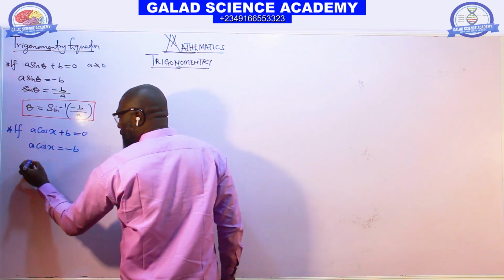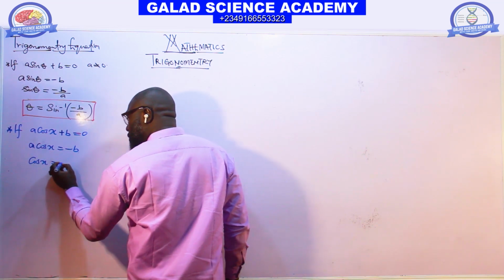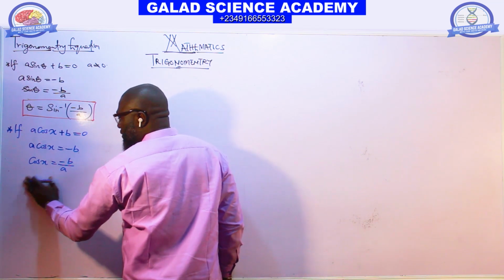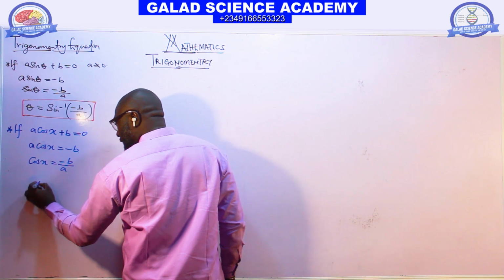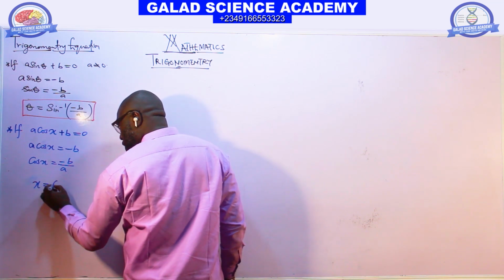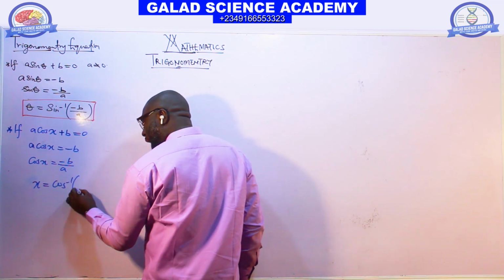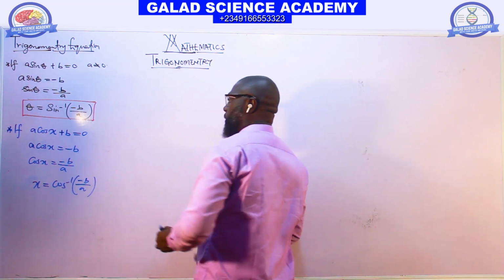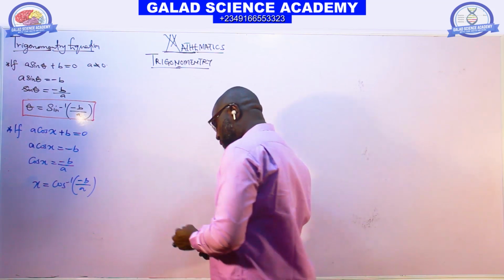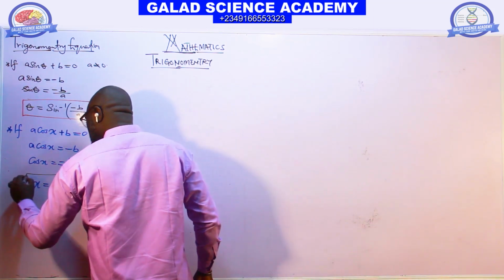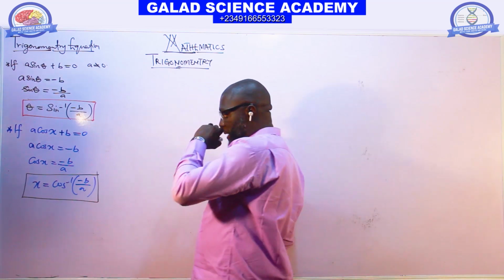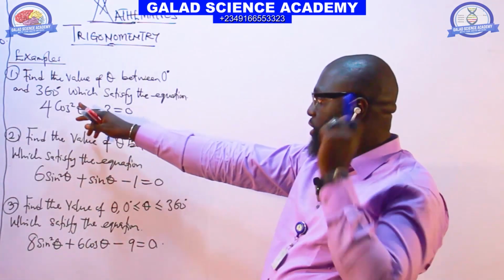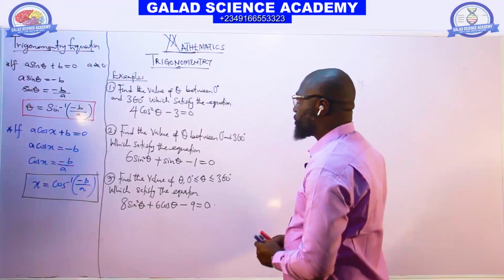From this expression now, we can have cos x will be minus b over a. So find the cos inverse. The x will be cos inverse or arc cos of minus b over a. So this will be the final answer for this. So let us solve these 3 questions on trig equations.